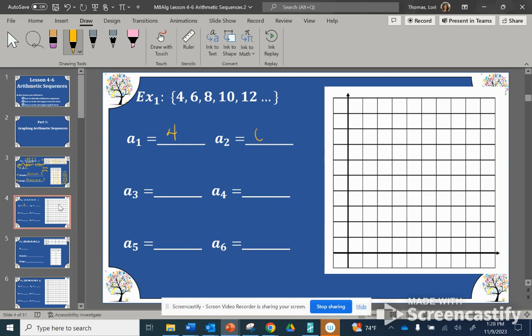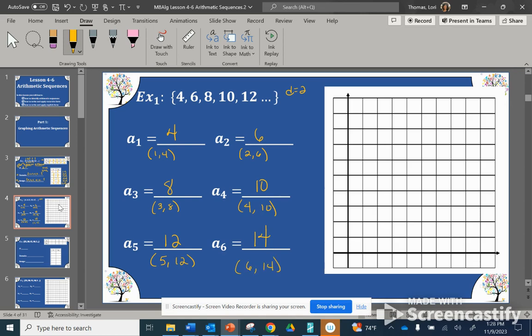A sub 2 equals 6. A sub 3 is 8. A sub 4 is 10. A sub 5 is 12. And then we used our common difference to find our sixth number of this sequence, which is 14. So again, we can have 1, 4, 2, 6, 3, 8, 4, 10, 5, 12, and 6, 14.